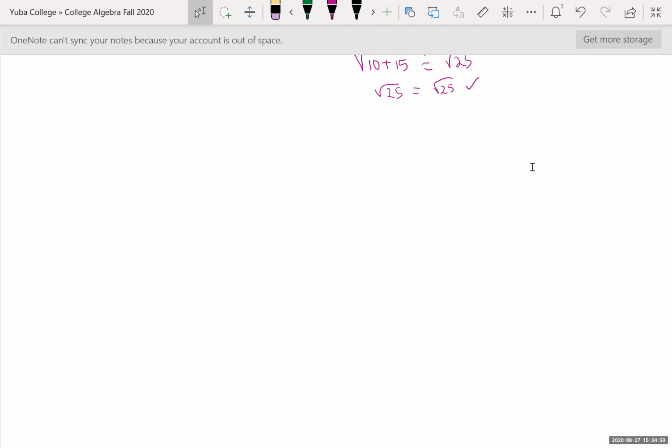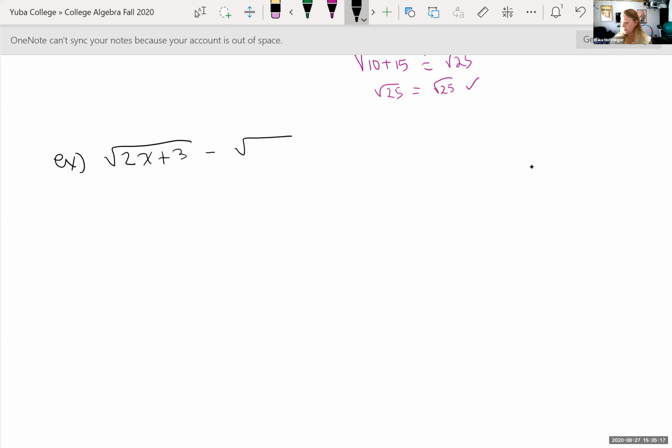Okay, one more with radicals. If we had the square root and underneath that radical was 2x plus 3, and then outside of the radical, we have minus the square root of x plus 1. This is all equal to 1.